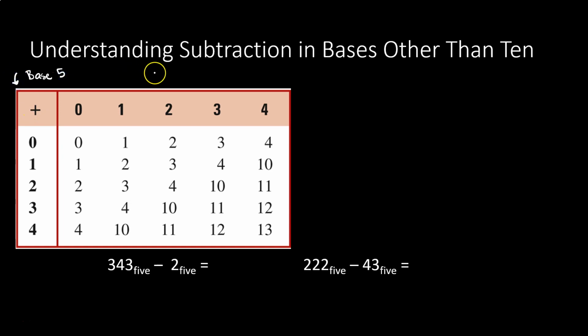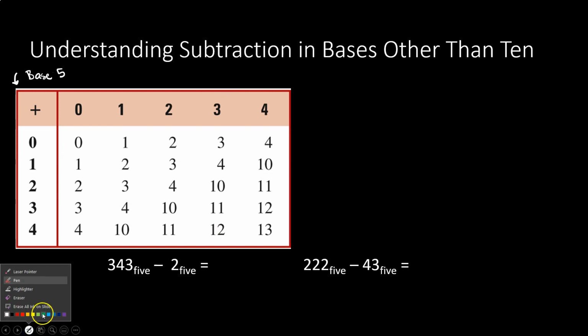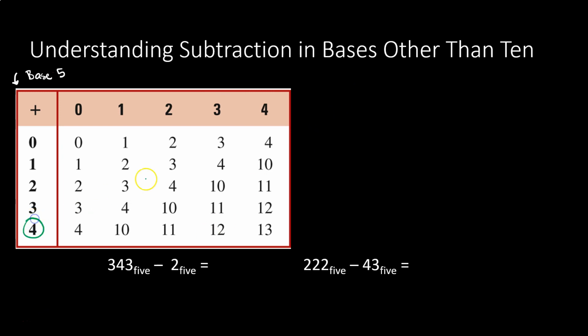Now remember that addition is the inverse of subtraction, which means we can use this same table to answer subtraction problems. What I'm saying is, from this table, I can read that 4 plus 3 is equal to 12. Not 12, that's 1, 2, base 5. And I can write that as 4 plus 3 equals 1, 2, base 5.